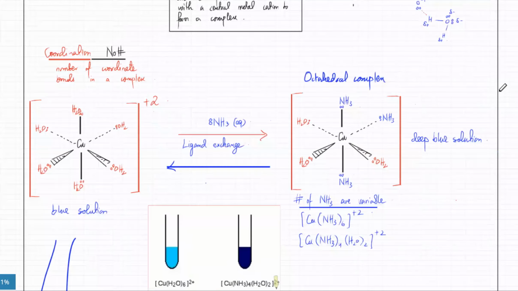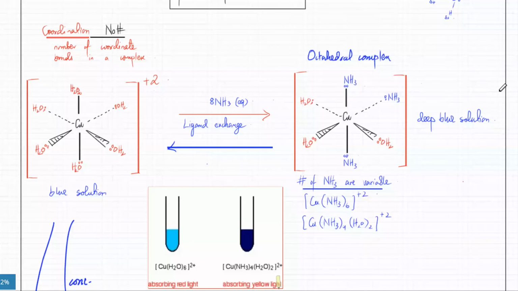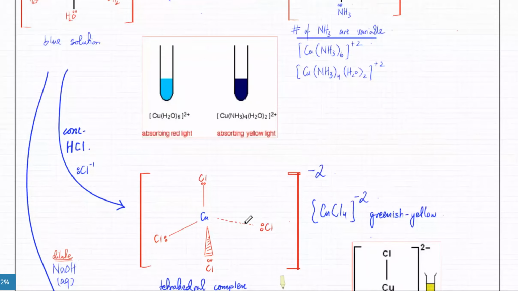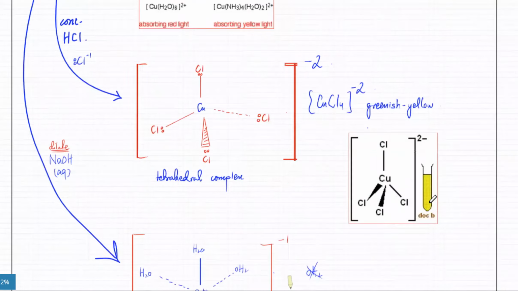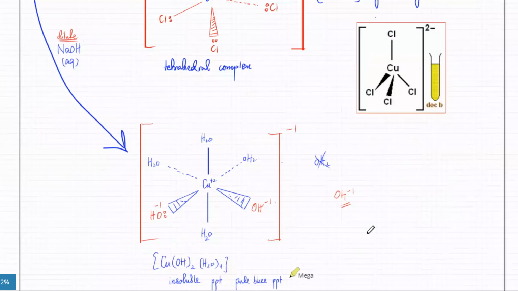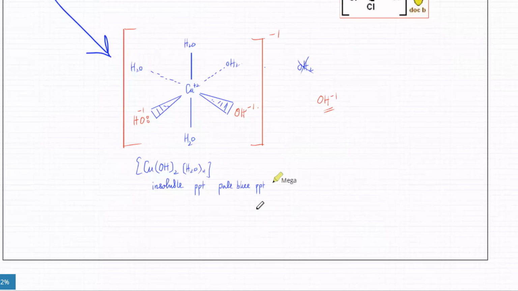Now for A2, you have to remember the colors of these specific complexes for copper. You have to remember copper with 6 water molecules. Copper with NH3 added becomes deep blue in color. You have to remember this color. If you add concentrated HCl, the Cl ions are going to form a tetrahedral complex, which is a greenish yellow solution. And the last one is if you add NaOH, you eventually get a precipitate because copper hydroxide is insoluble, and you get a pale blue precipitate.